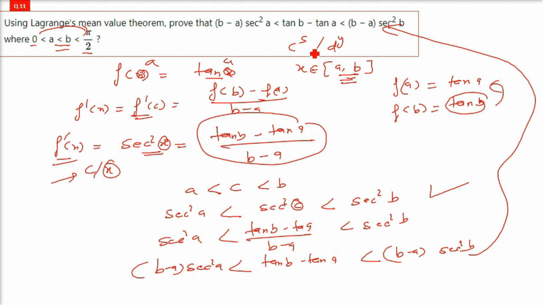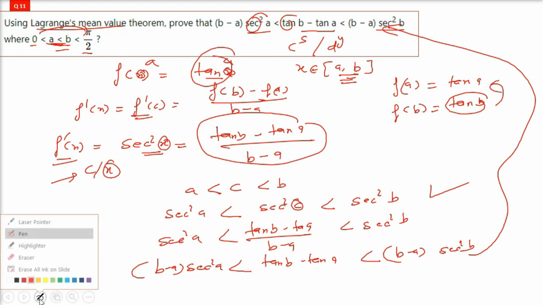So the only catch here is to take the function as tan x. If you do these kinds of questions, the practice will make you understand why we have taken f(x) as tan x. Since we know that the differentiation of tan x is sec square x, and this 0 to pi by 2 has a and b, that is how we went about it and found the solution.